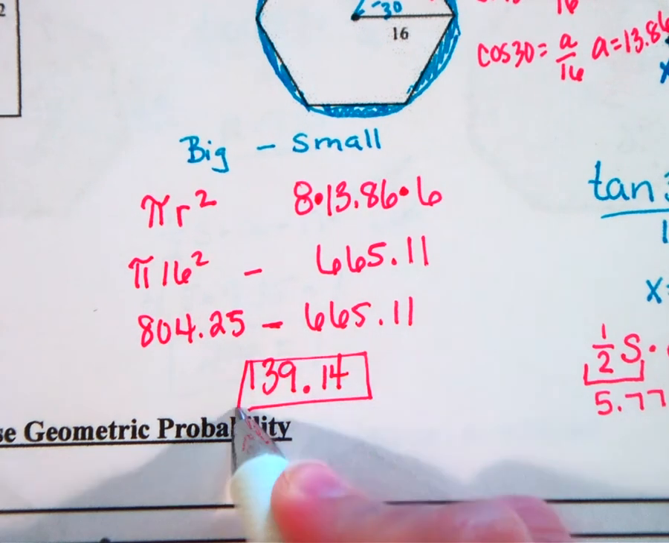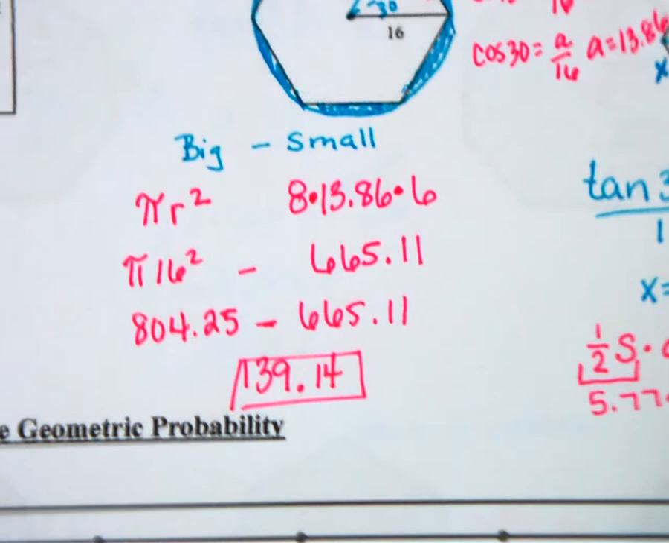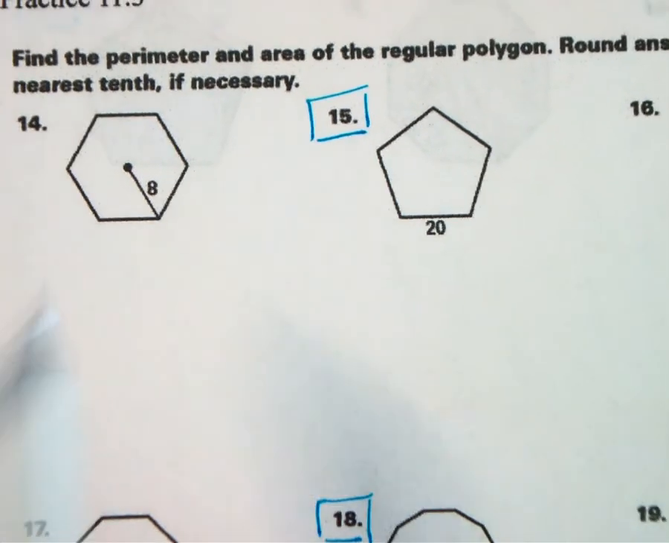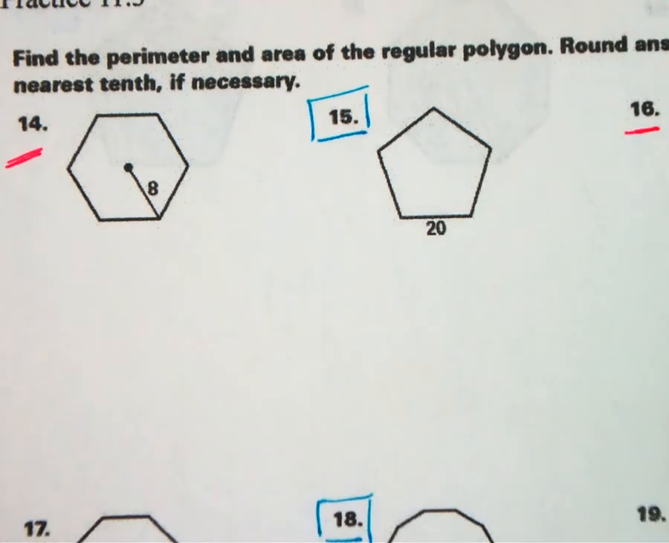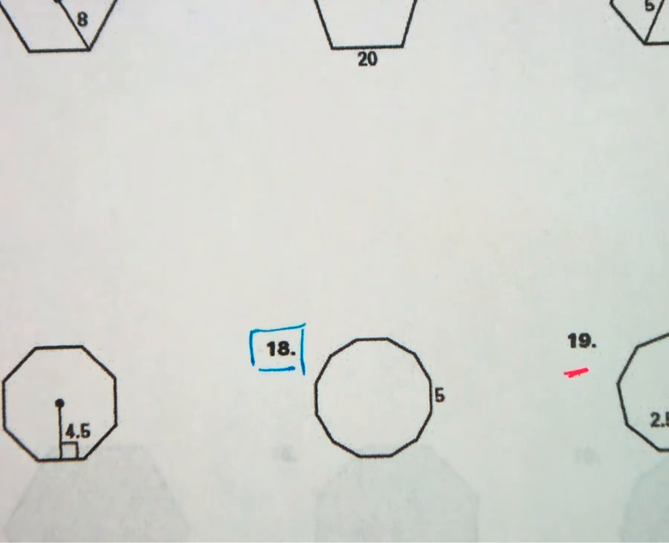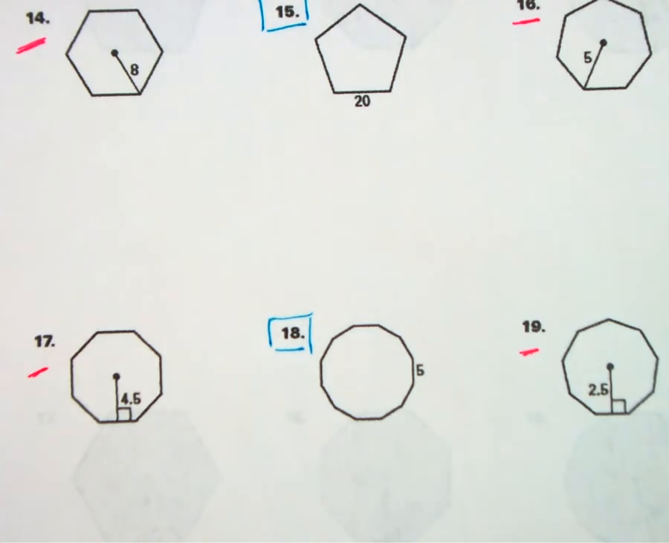Okay, so going back to the actual 11.3 homework assignment. There's actually two parts of this, and so what we're going to do is just fill in the rest. Starting on this 11.3, we only did 3 of the problems. So now go ahead and add in 14, 16, 17, and 19. Those are 2 given radius. Those are 2 given apothems. Okay, so those 4.